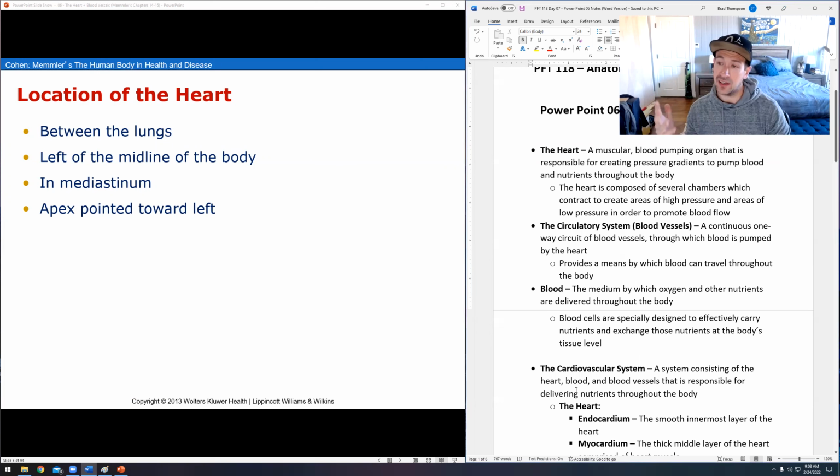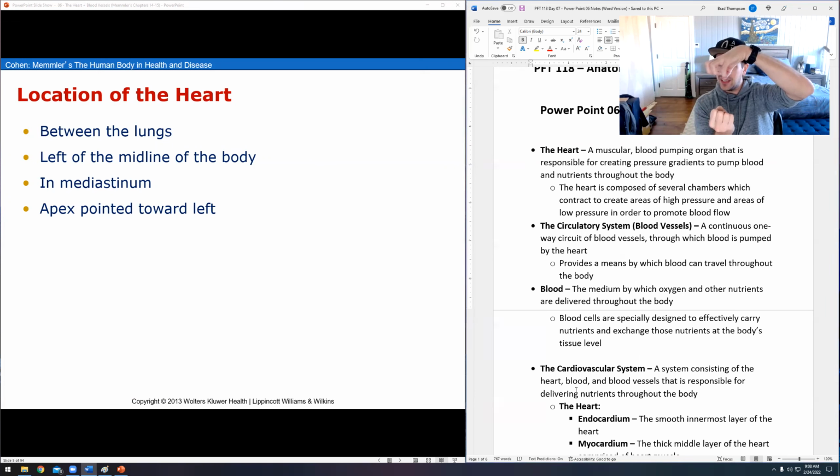It's what creates the areas of high pressure and the areas of low pressure because it's got different chambers, some that can squeeze and some that can relax. And so if you do something like this, right, when I squeeze here and I open up down here, this creates an area of high pressure up top and an area of low pressure down below. So blood's going to naturally rush this way.